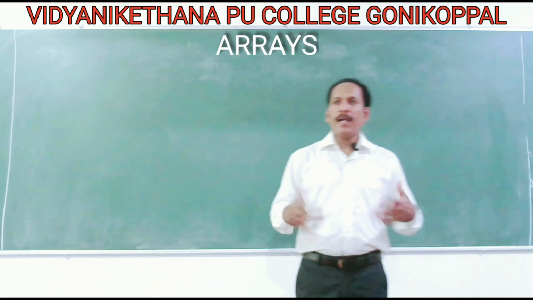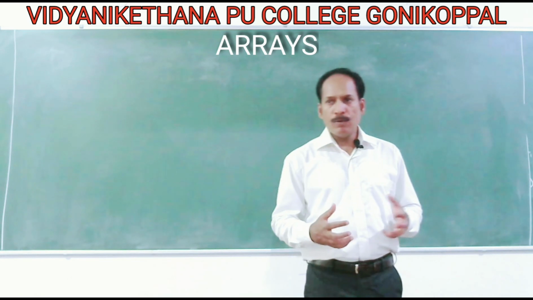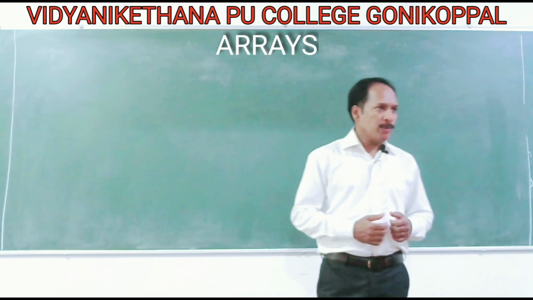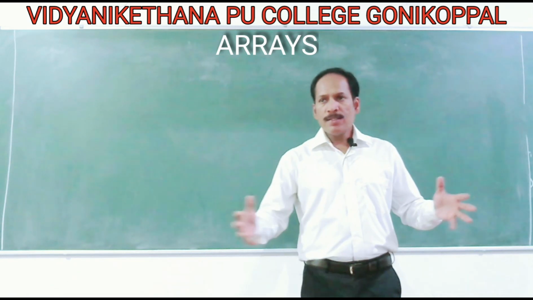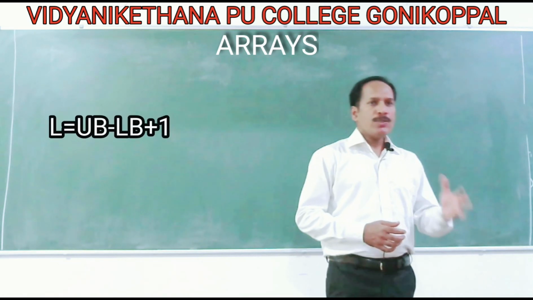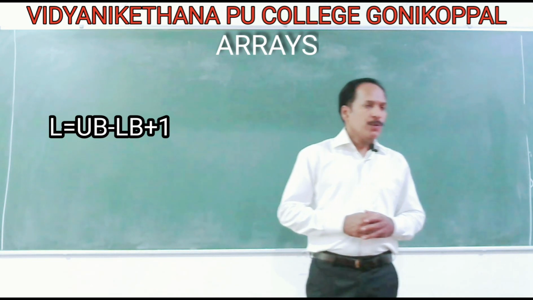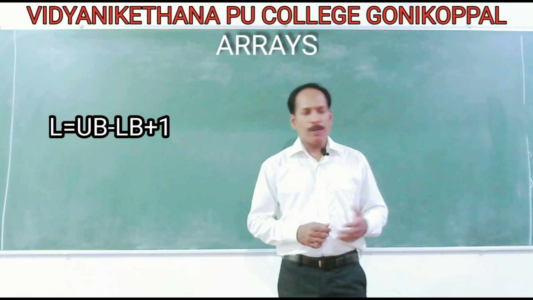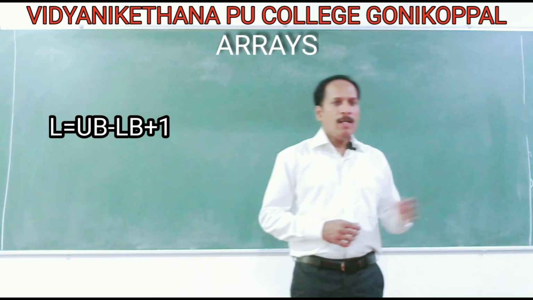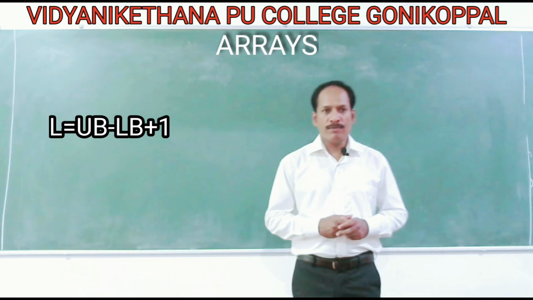Now, how do you calculate the length or size of an array? An array is a collection of homogeneous elements, elements of the same type, stored in consecutive memory locations. The size of an array, n or L, the length of an array, can be calculated using the formula L equals UB minus LB plus 1. Here UB represents upper bound, LB represents lower bound. That is the length or size of an array.